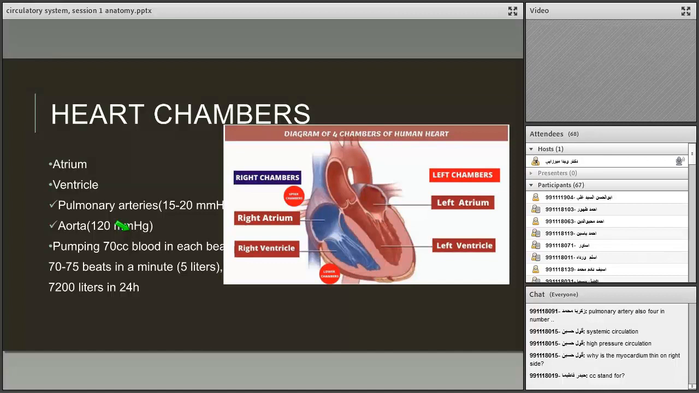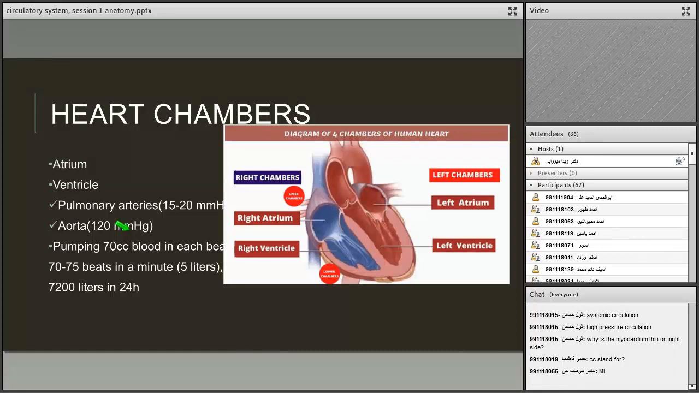I said the myocardium, cc stands for milliliter. Milliliter. Yes.